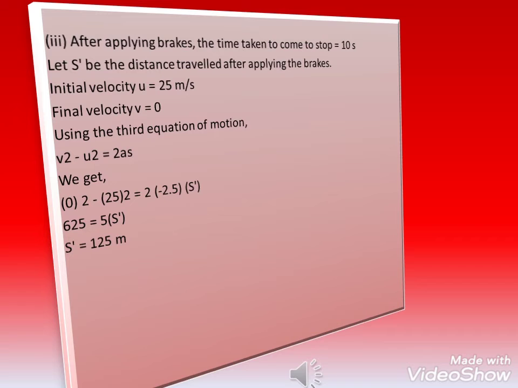Now the solution for the third part of the question. After applying brakes, the time taken to come to stop was 10 seconds. Let S prime be the distance travelled after applying the brakes. Initial velocity given as u is equal to 25 meter per second and final velocity v is equal to 0, because it is going to stop. Using the third equation of motion, v square minus u square is equal to 2as. Substituting the values, we will get s prime is equal to 125 meter.